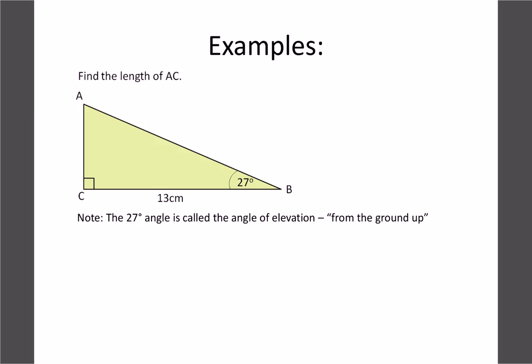So this first example, we're looking for length AC. So we're looking for side B. That's the opposite to angle B. If we look at our formulas, we have opposite of B, and 13 would be our adjacent. So we would use tan.